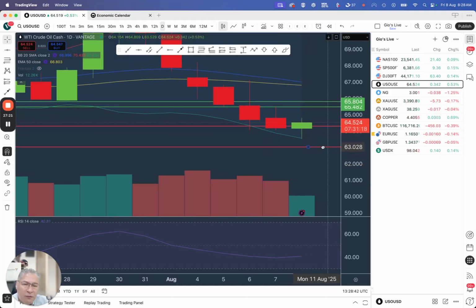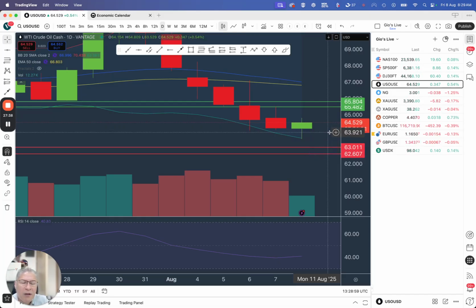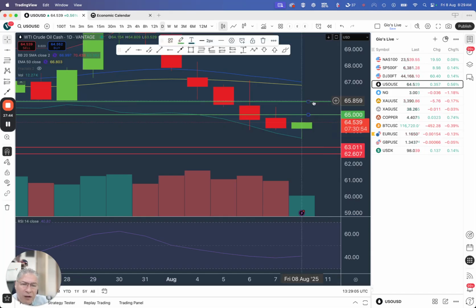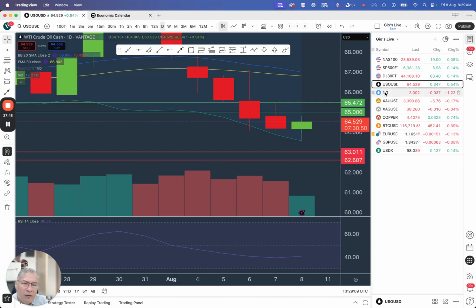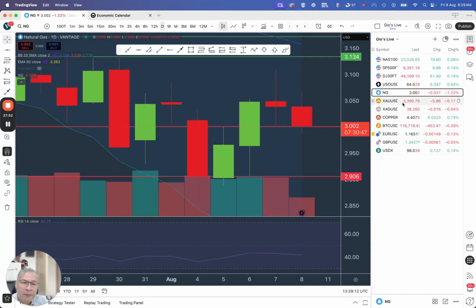So psychological values for support are going to be applied here today. Okay. So initially 63.6, second level 62.6. So let's see if that will be the case. 65 psychological resistance, and then yesterday's swing high. So looking to sell. Let's see what will happen.